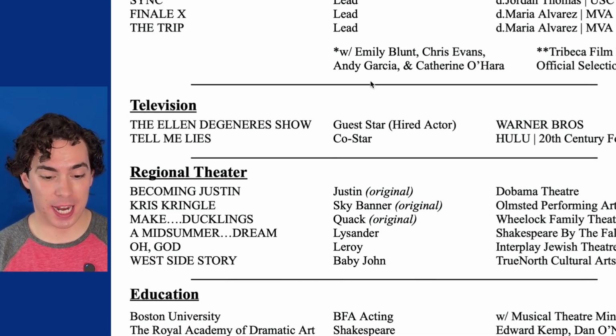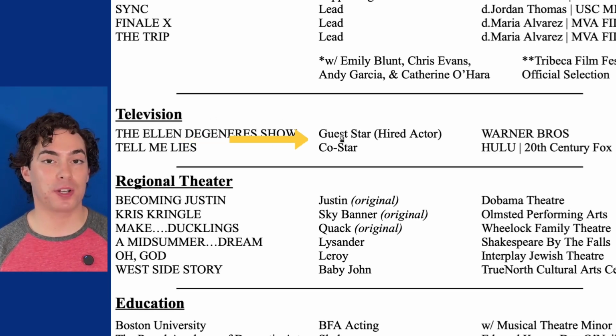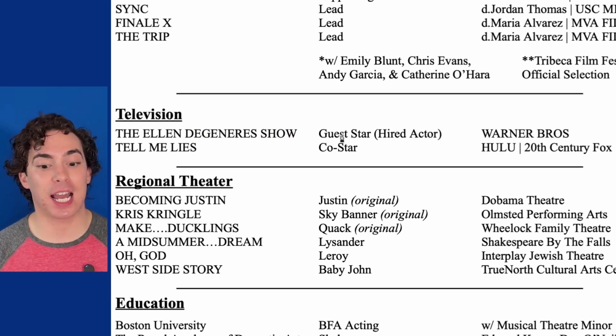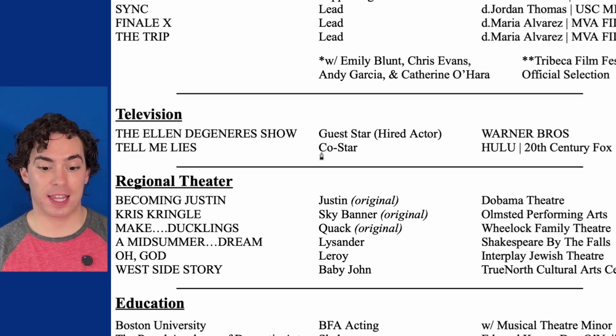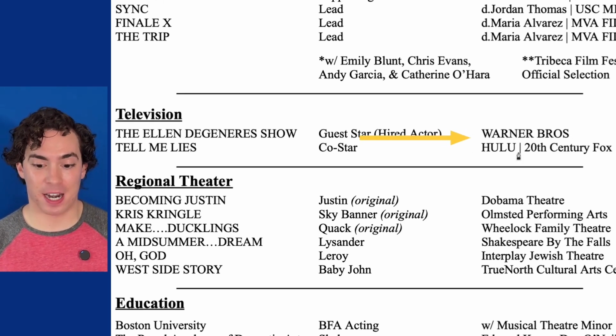So the next section we're looking at here is television. You should list the television show, what type of role it was. Remember, you're not putting your character name, you're putting the type of role. This was a guest star, and then this was a co-star. And then once again, you put the platform or production studio that made it in your last column.